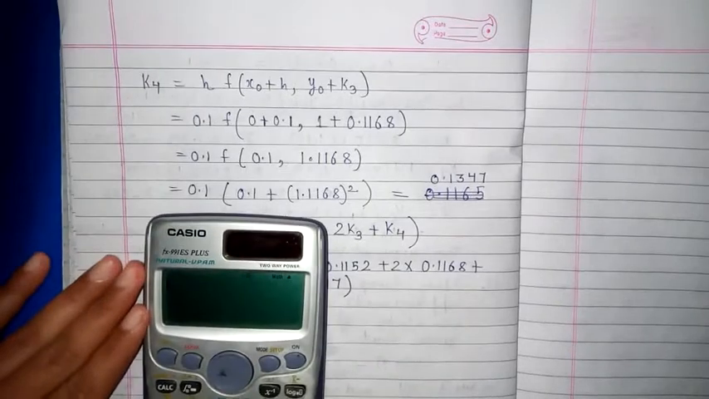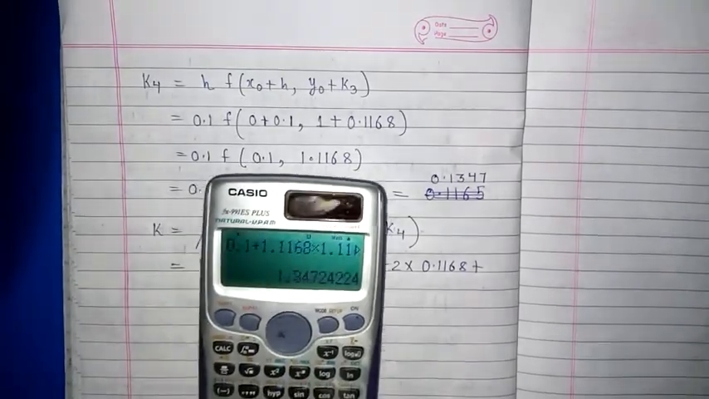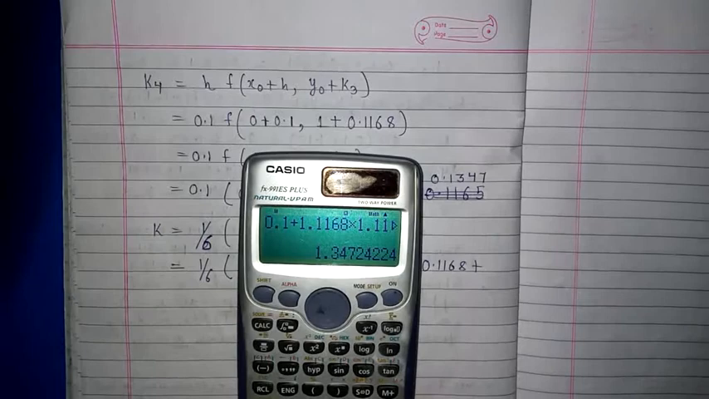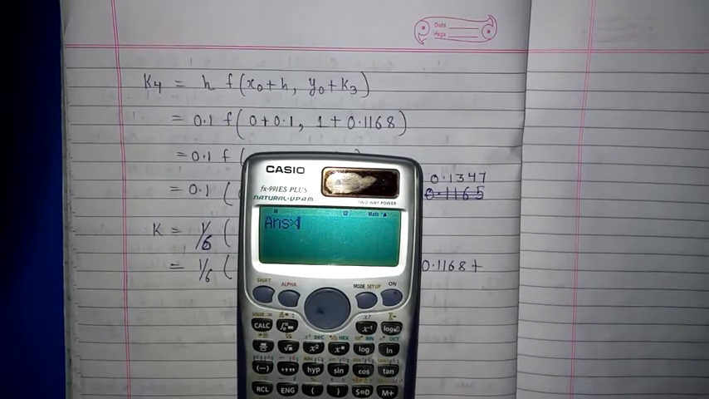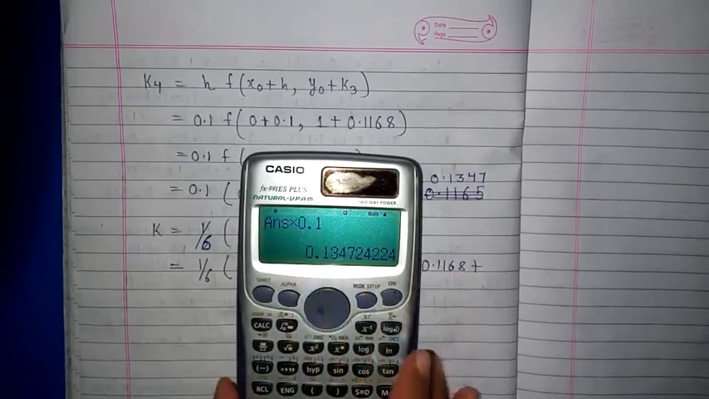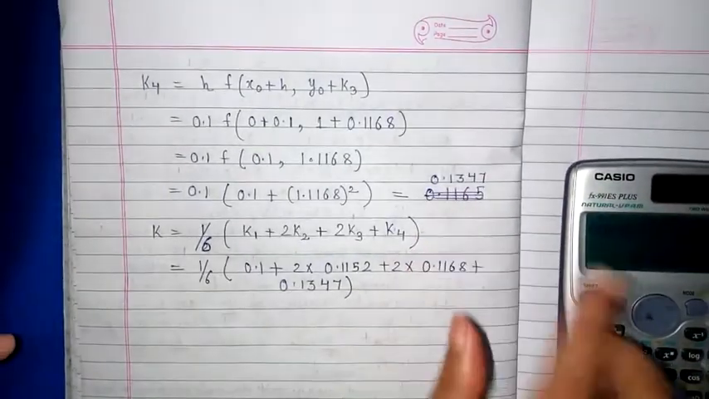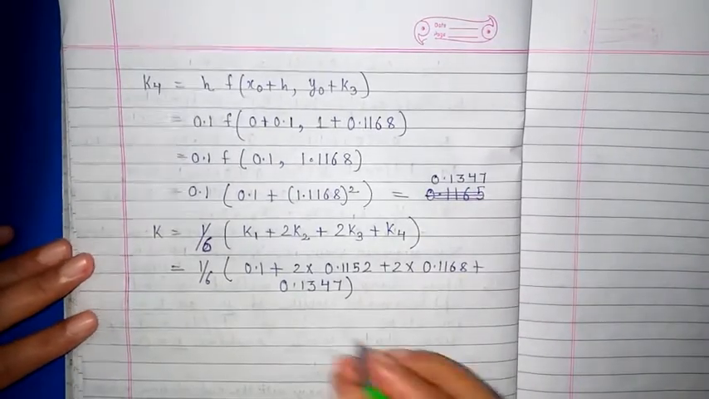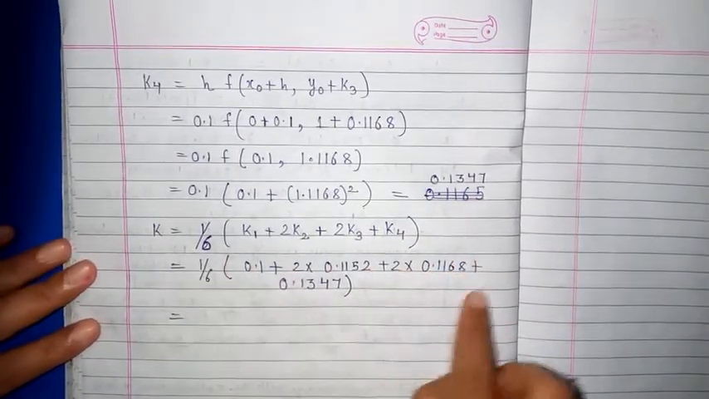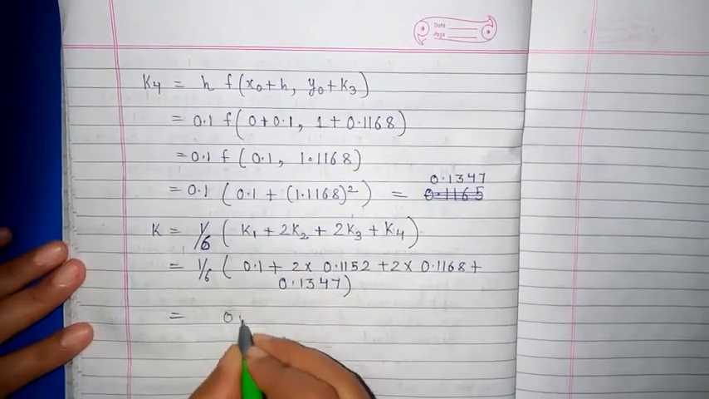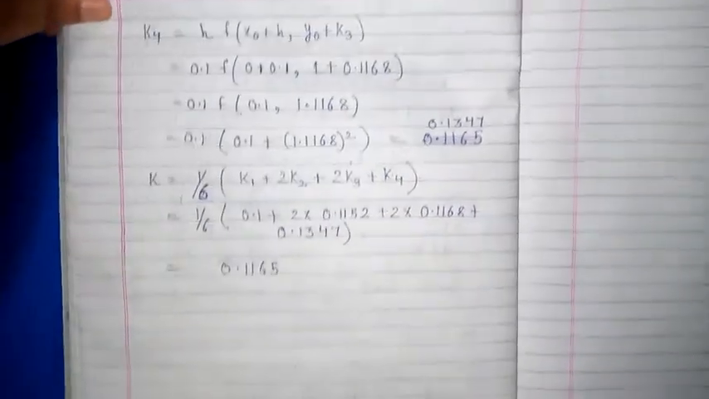Here it is 0.1 plus 1.1168 multiplied by 1.1168, then it's 1.3472422. And what we have to do, we have to multiply this with 0.1, so it's 0.13472. So after calculating this you will get this. Now when you calculate this value, you will get 0.1165. This is the value of k.